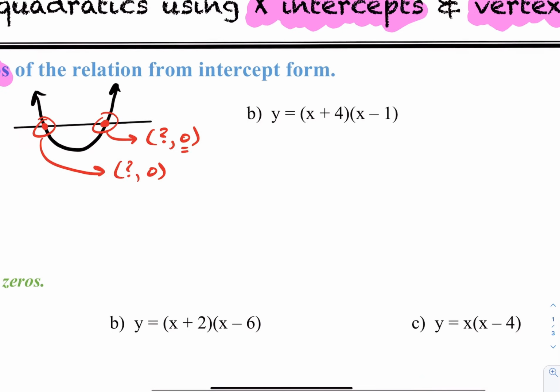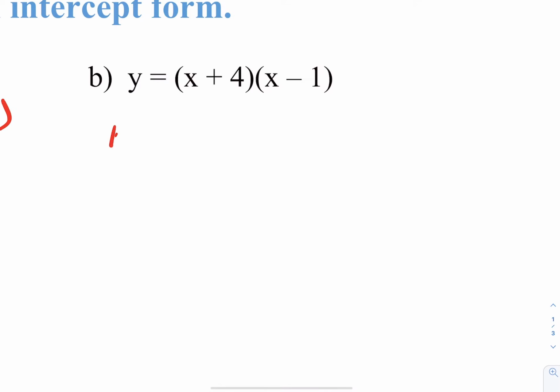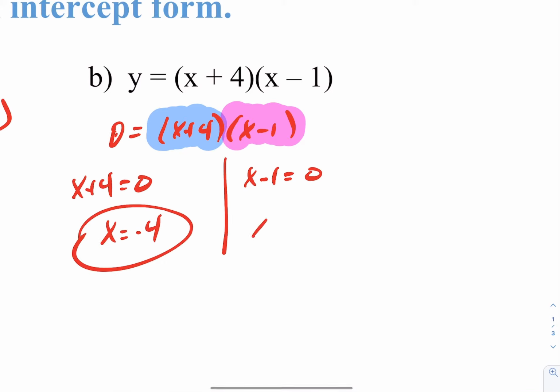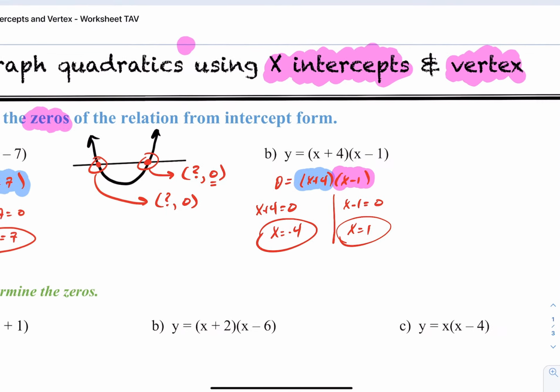Okay, let's do the same strategy for this one. Again, I want to find the zeros. If I'm finding the zeros, it has to be the case that y is 0. And again, the only way this product can be 0, either the x plus 4 is 0 or the x minus 1 is 0. Those are the only options. So either x plus 4 is 0 or x minus 1 is 0, i.e. either x is negative 4 or x is 1 for our zeros here.